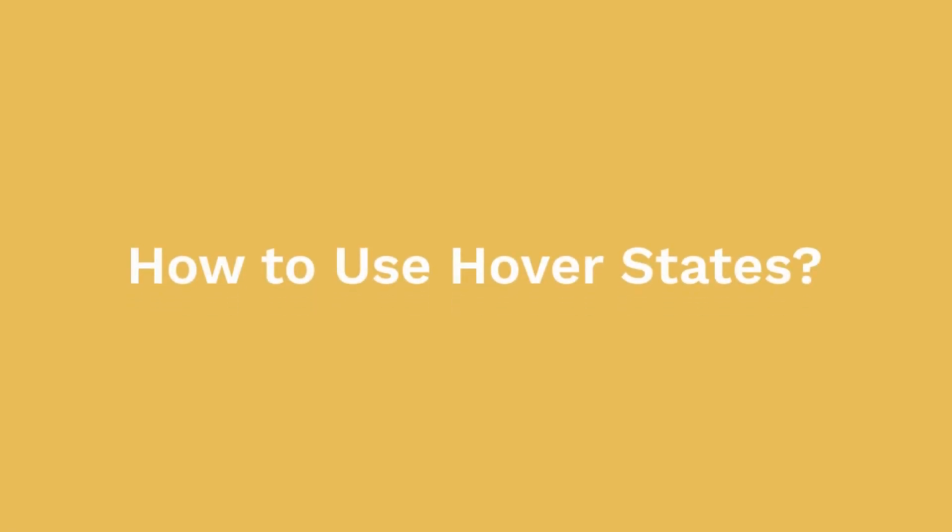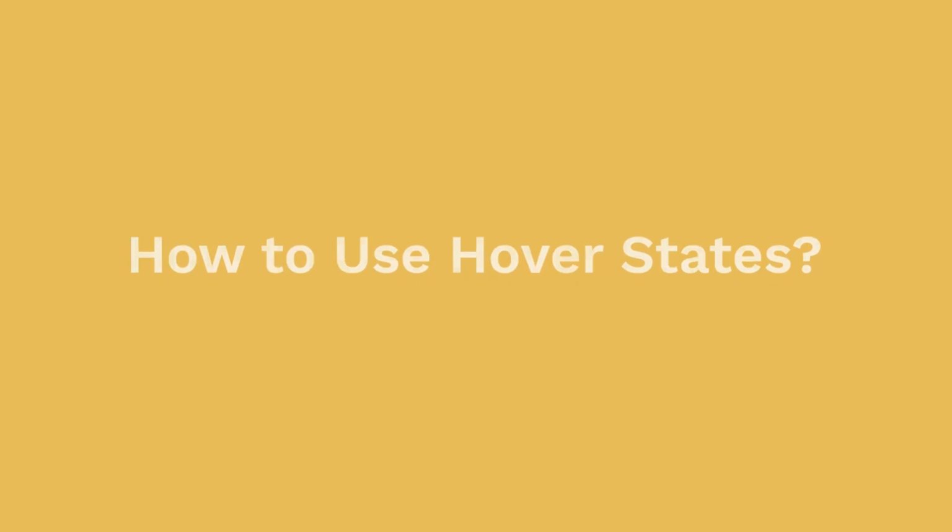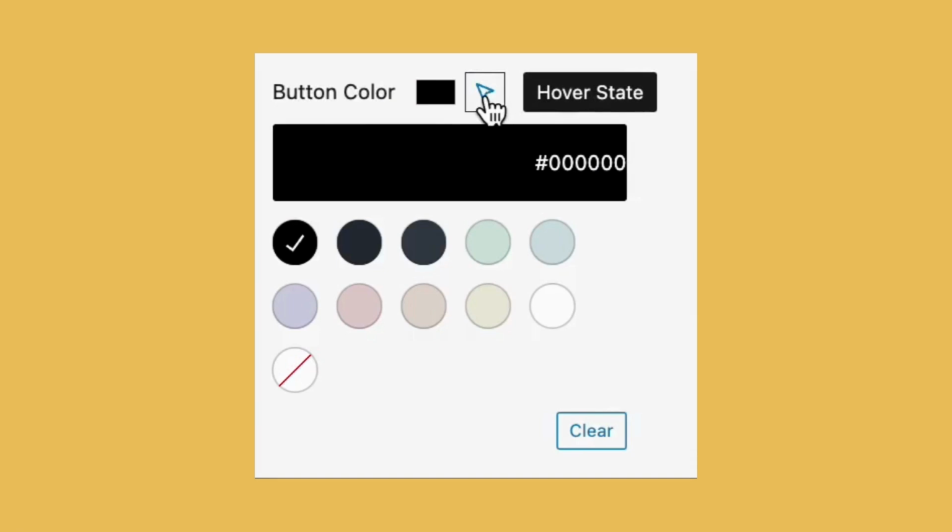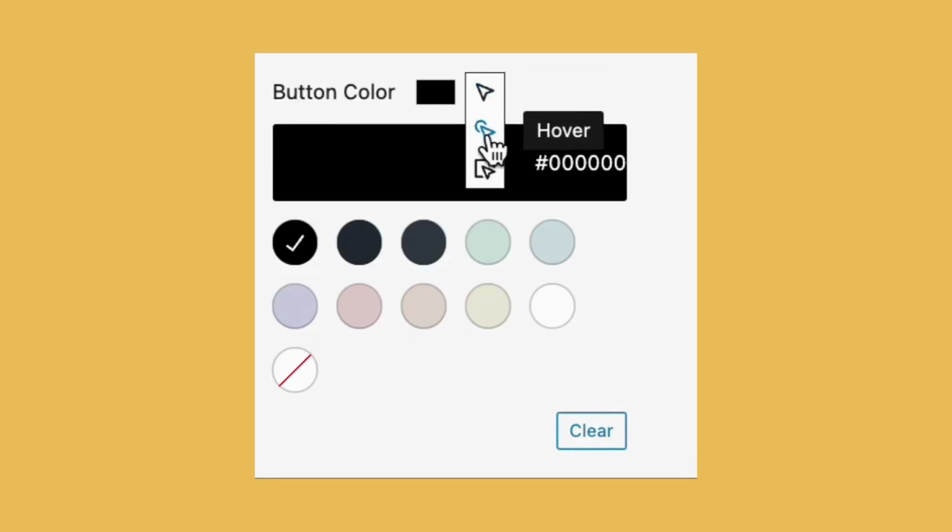How to use hover states. When editing your block attributes in the inspector, you may notice a small arrow icon beside the name of some options. Click on that to toggle between the different states of the block. You can toggle between normal, hover, and parent hovered.